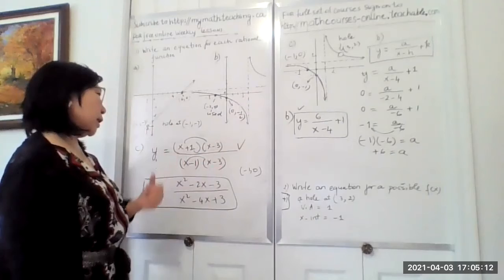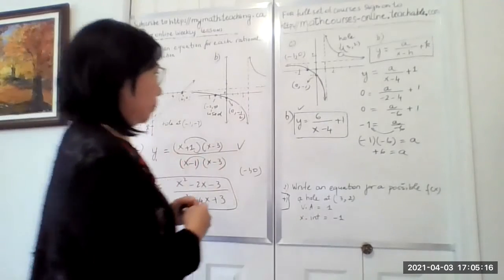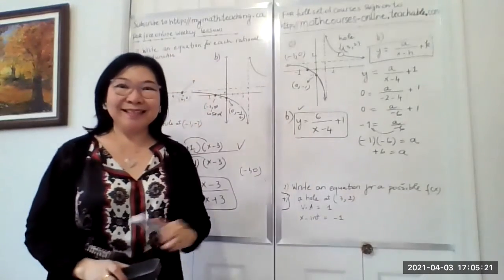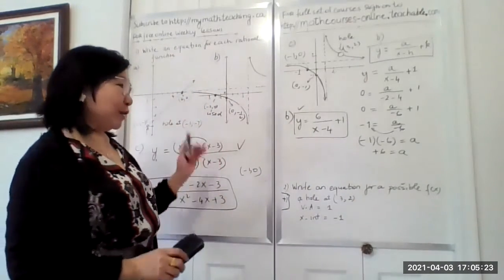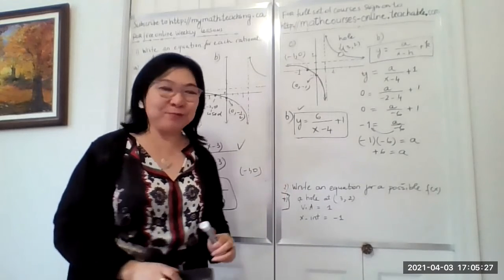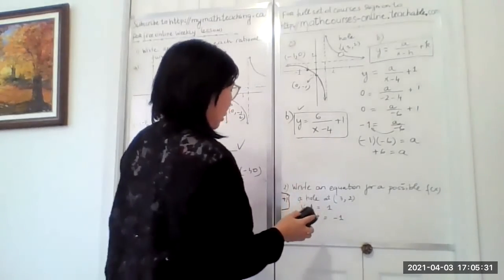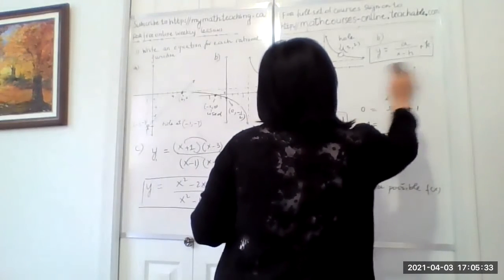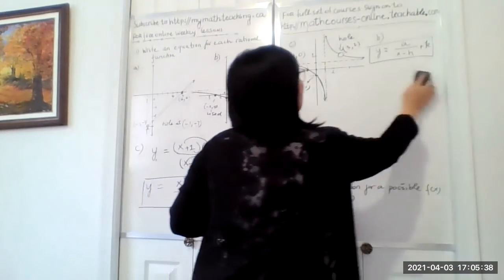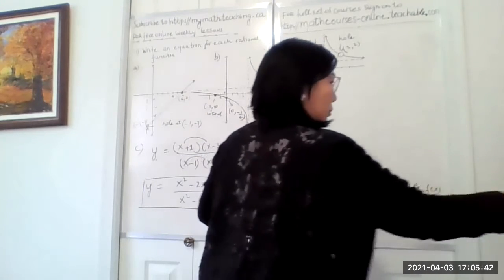What else? We already checked, so should be okay. So that is the equation for the graph C. So now we're going to do question 2, and that's the last question in our video. I'm going to use this space to do the last question.